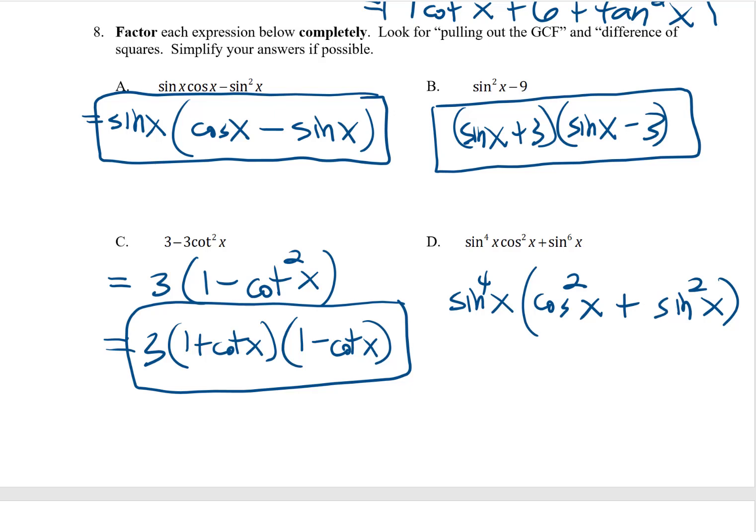I can't factor any further, but the directions do say if you can simplify the answer at the end, go ahead and do that. And of course I see cosine squared x plus sine squared x is 1, which means this in the end is just equal to sine 4th x.